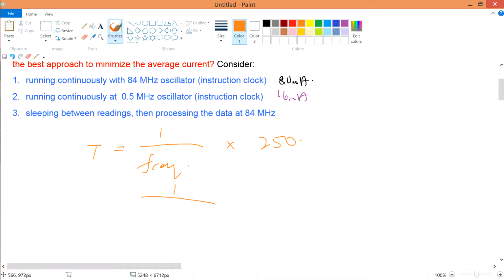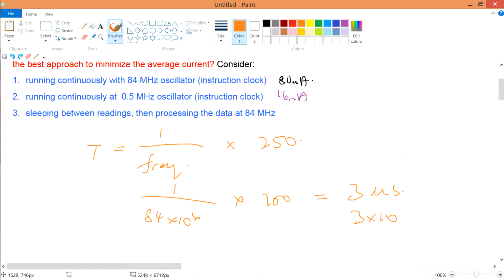So you just take 1 over 84 times 10 to the power 6 times 250, you'll get about 2.9 microsecond. Normally we just write it as 3 microsecond. So for 3 microsecond, you are taking in 250 instructions. Microsecond is very small. It's 3 times 10 to the negative 6 seconds.